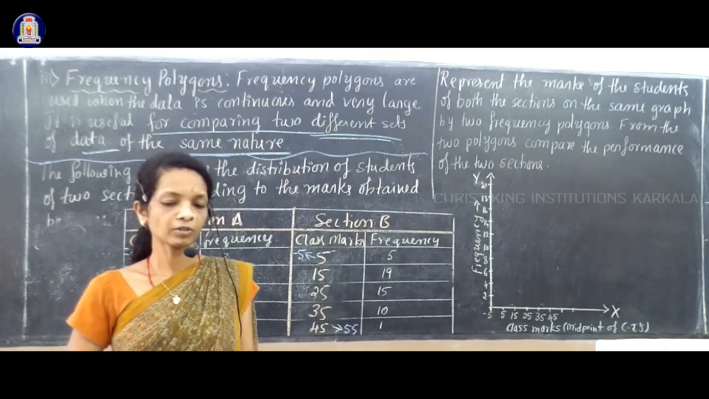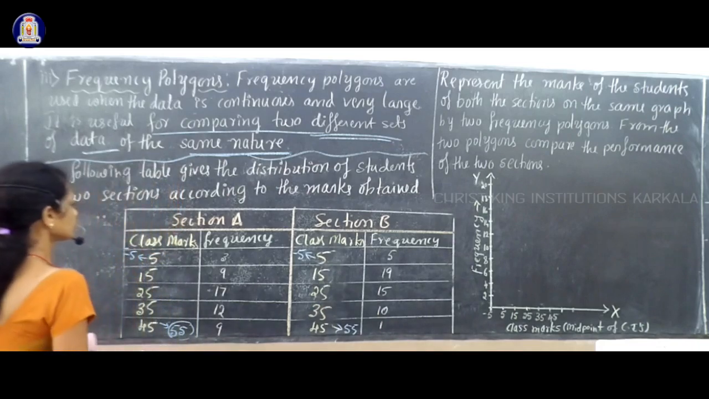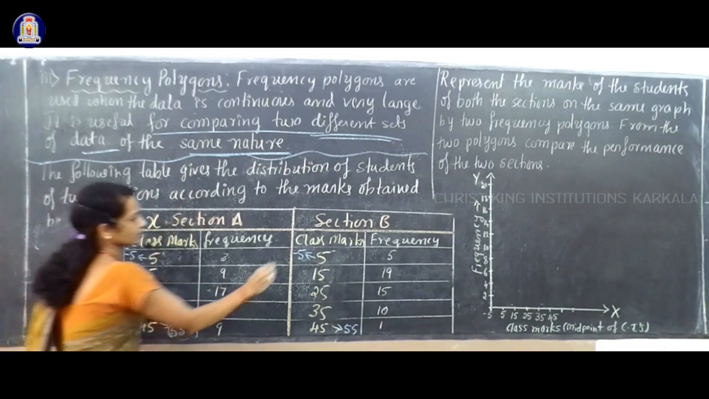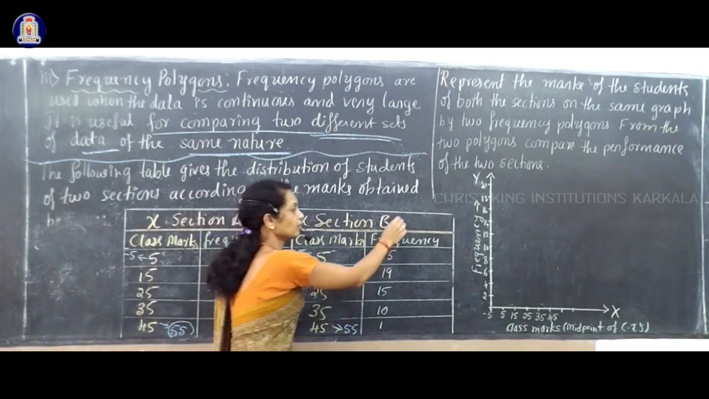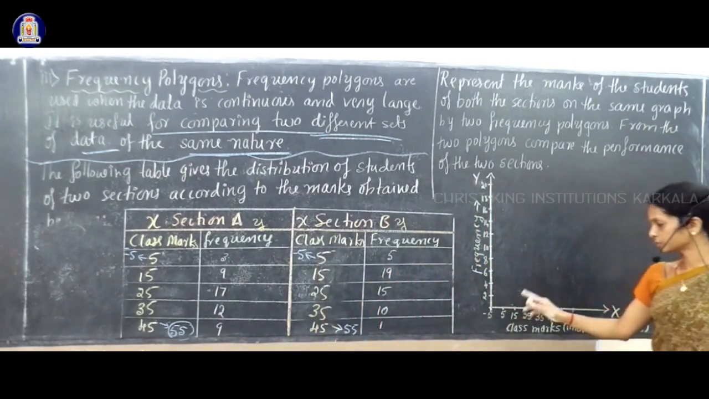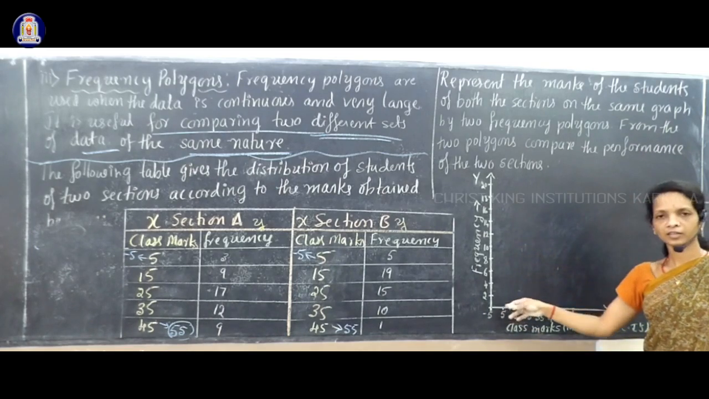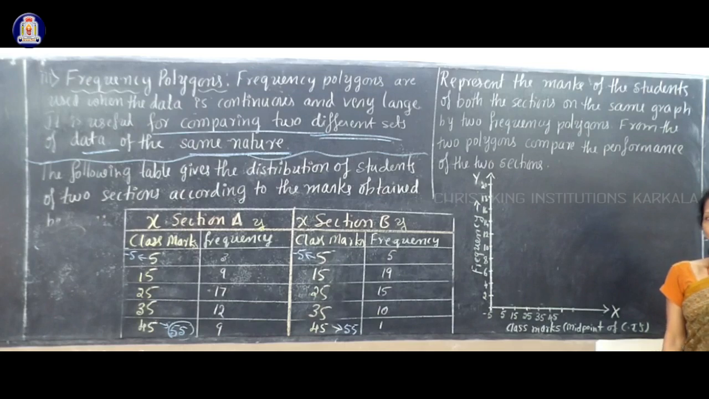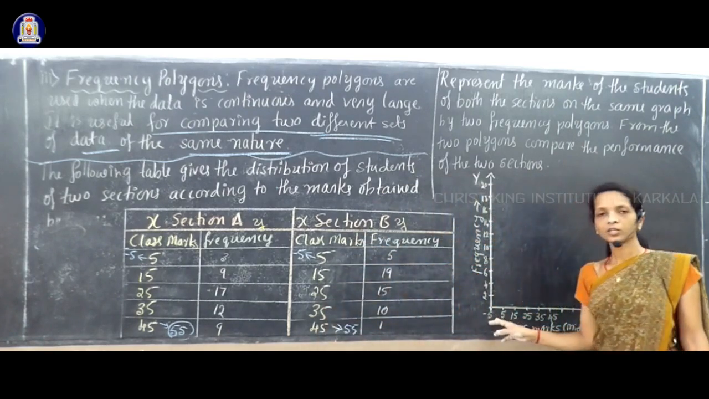So in the frequency polygons you have to take class marks on the x-axis. This column you have to take on the x-axis, the class marks, and frequencies you have to take on the y-axis. On the x-axis and y-axis you mark points at equal distances. I have already drawn the x-axis and y-axis and marked points at equal distances. Whichever class marks you have, you take those on the x-axis.